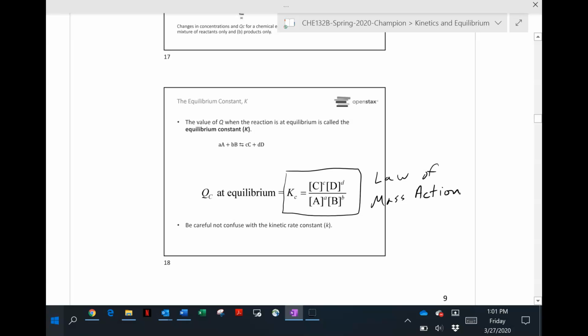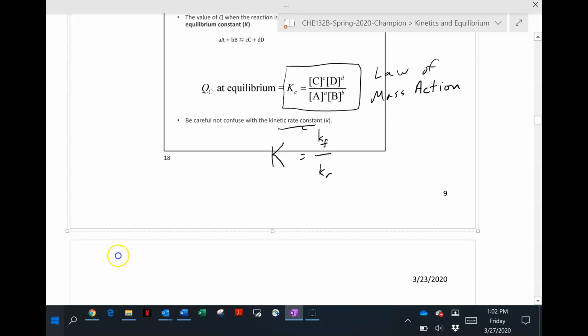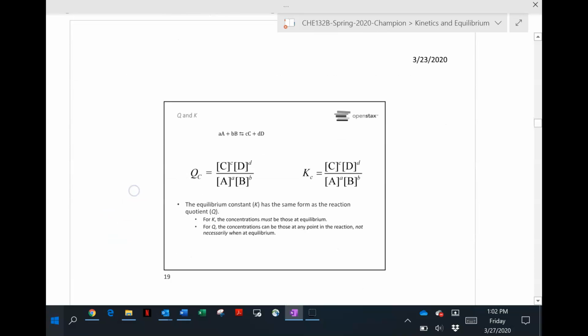They say here, don't confuse this with the kinetic rate constant. That would be written as a lowercase k. So if we talk about k for a forward reaction and k for the reverse reaction, those rate constants, if we look at the ratio of forward to reverse, that's equal to the equilibrium constant, it turns out. Not something we'll use a lot, but it does show that relationship.